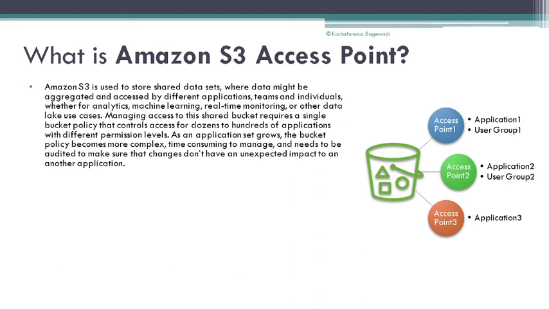Amazon S3 is used to store shared datasets where data might be aggregated and accessed by different applications, teams, and individuals, whether for analytics, machine learning, real-time monitoring, or other data lake use cases. Managing access to this shared bucket requires a single bucket policy that controls access for dozens to hundreds of applications with different permission levels. As an application set grows, the bucket policy becomes more complex, time consuming to manage, and needs to be audited to make sure that changes don't have an unexpected impact on another application.